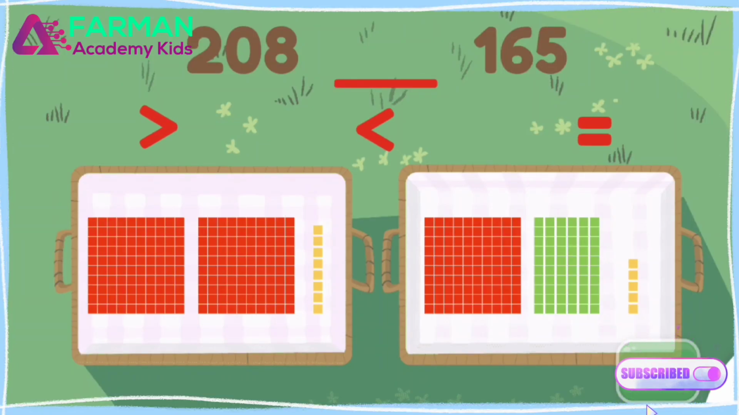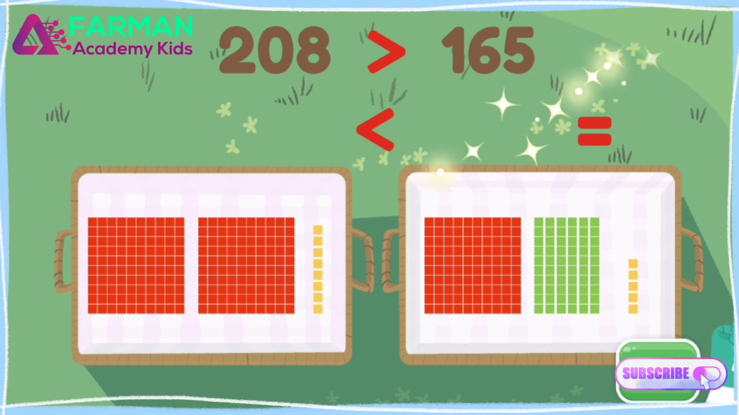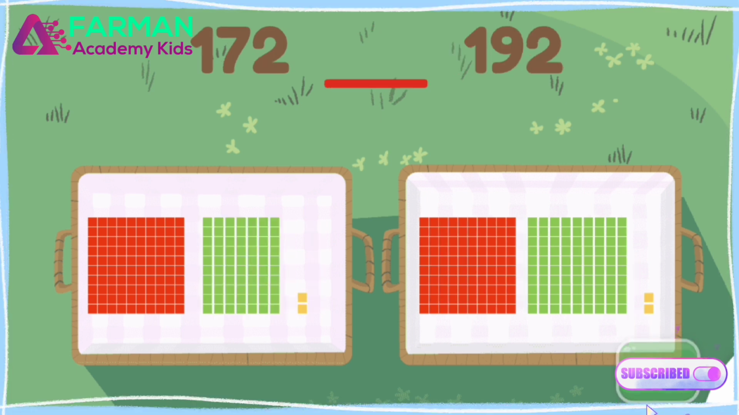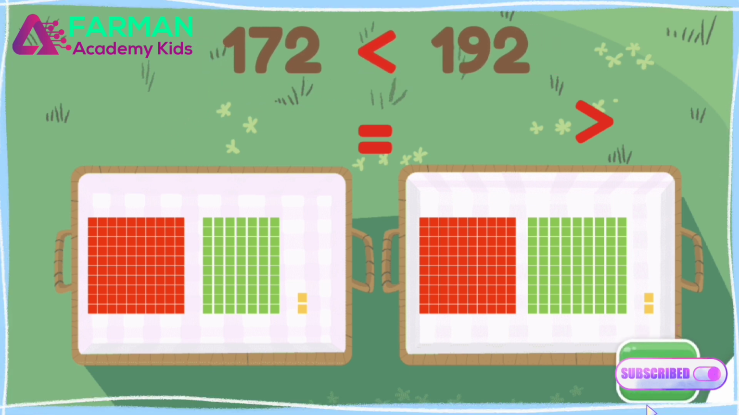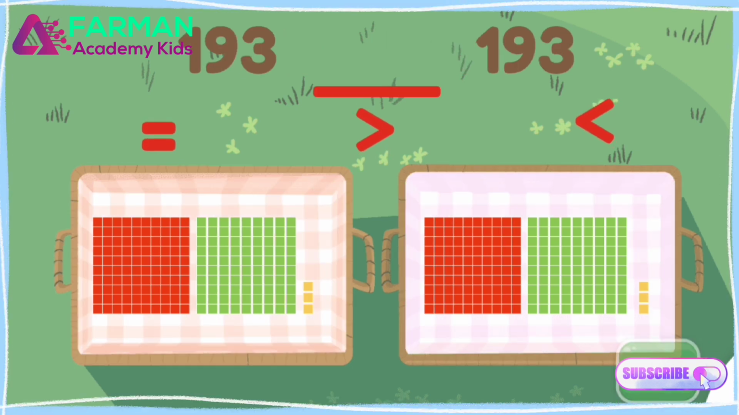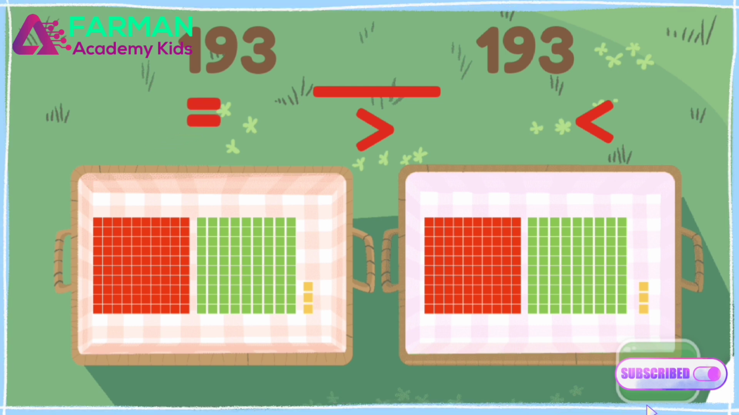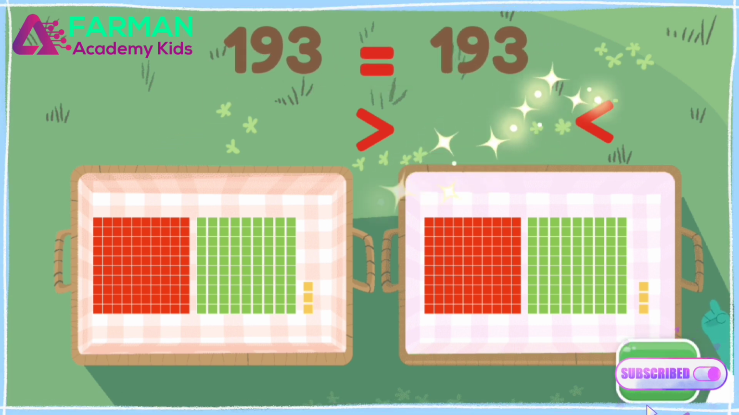Drag the correct symbol to the blank. Good thinking! 208 is greater than 165. Which symbol goes in the blank? That's right! 172 has 2 fewer tens than 192. Drag the correct symbol to the blank. Super duper! 193 is equal to 193.